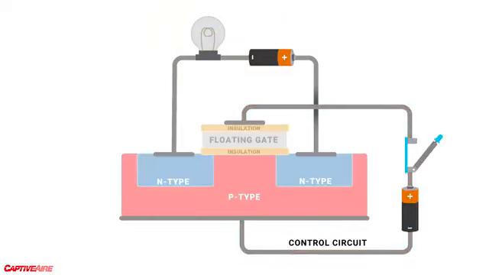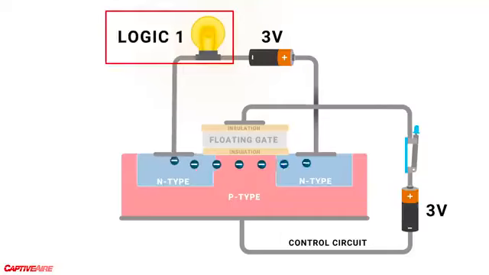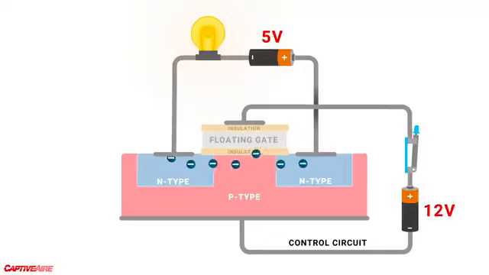In this normal condition, if we apply a low voltage across both circuits, the electrons flow. We can read this flow, resulting in a logic high or 1. However, when we provide higher voltages across the terminals, we can cause electrons to become trapped here in the floating gate, potentially forever.